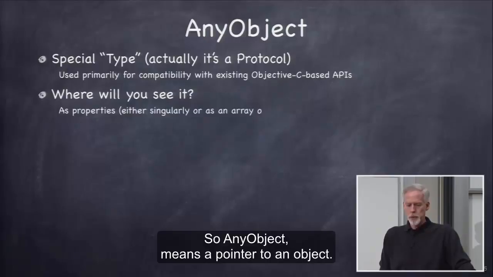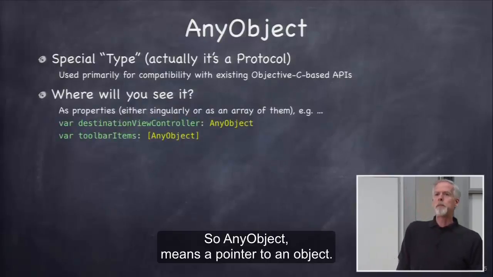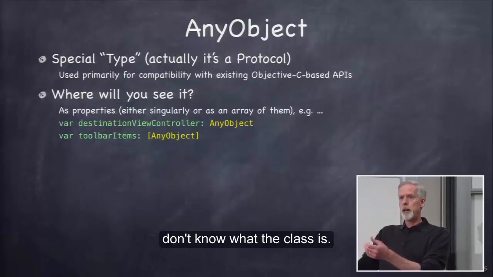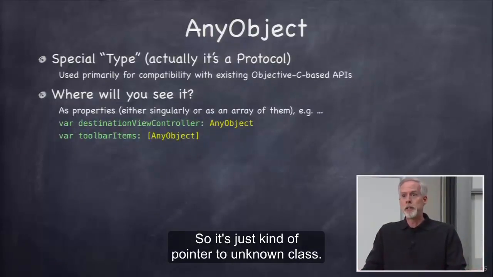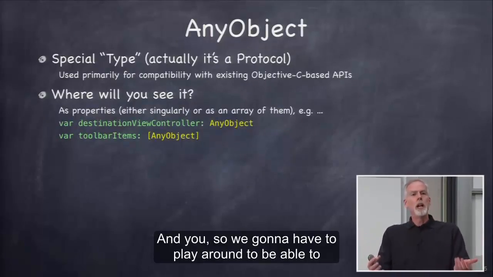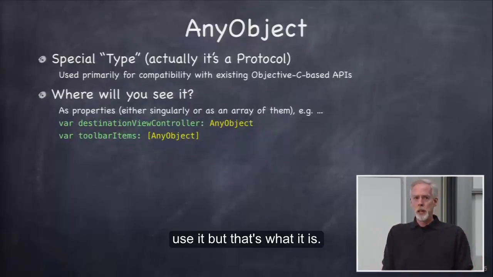Okay, and where will you see it? AnyObject means a pointer to an object, meaning an instance of a class that you don't know what the class is. So it's just a pointer to an unknown class, which seems kind of weird, and it is kind of weird. So we're going to have to play around to be able to use it. But that's what it is.